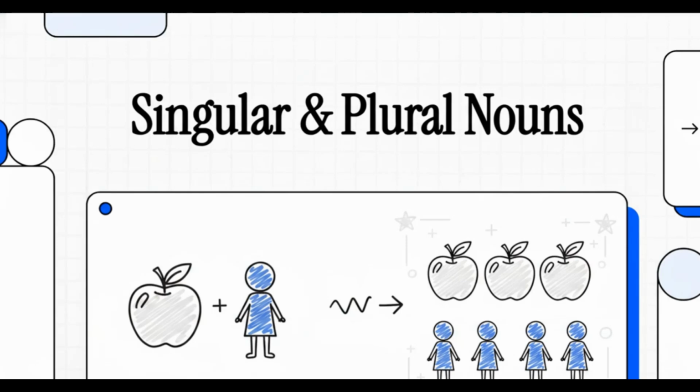I am absolutely thrilled you're here with us because today we're tackling a totally foundational piece of the English language. Our goal for today is simple but literally essential. We're going to learn exactly how to talk about one single person or thing versus two or more. Let's get right into it.